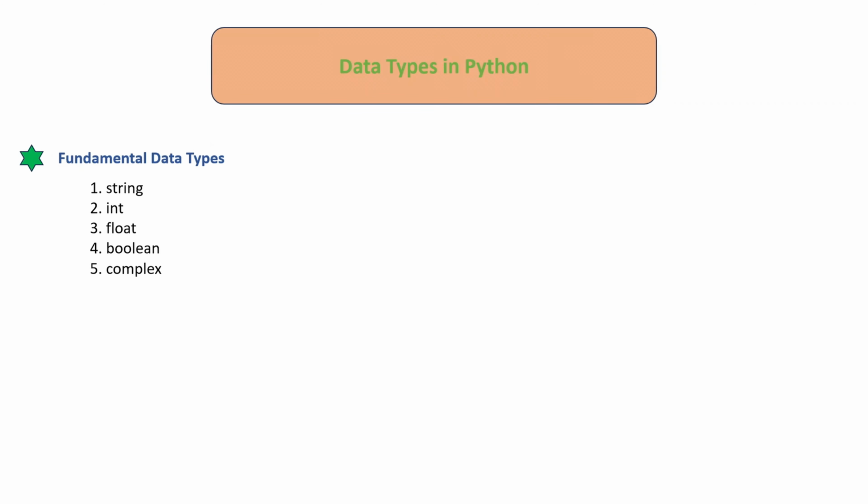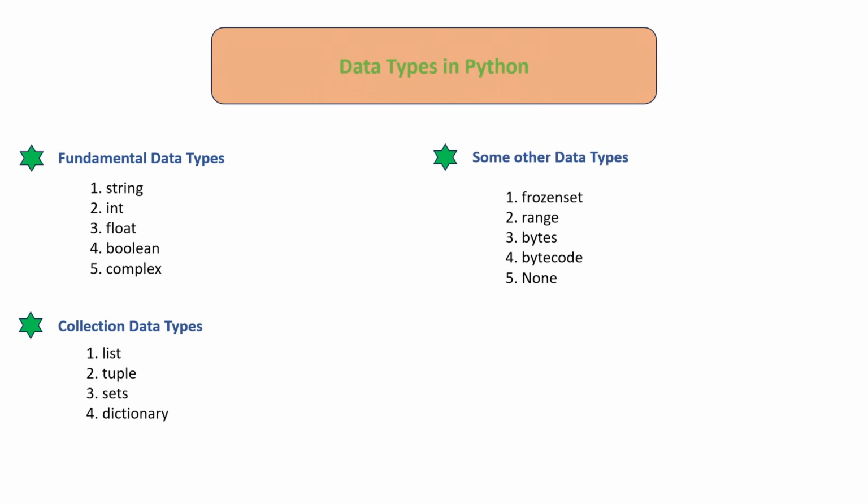We have some other data types in Python known as collection data types such as list, tuple, set, dictionary. All these data types can store multiple elements or values at once, and that too of different types. Apart from these data types, there are other data types such as bytes, or you could say frozen set, range, bytes, bytecode, none. Over the next few videos, we are going to discuss all these data types in detail, so stay tuned.